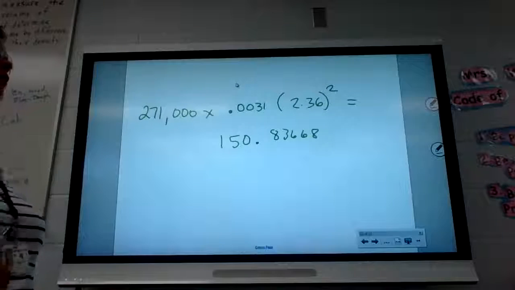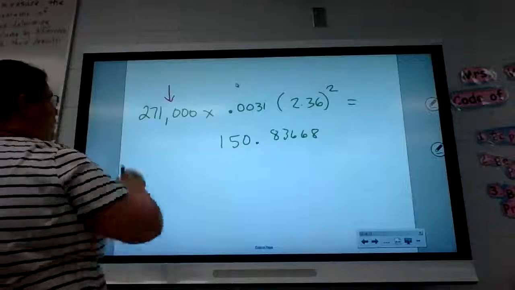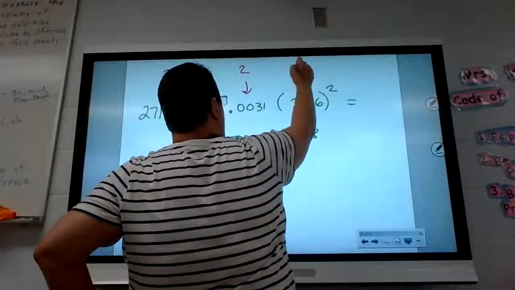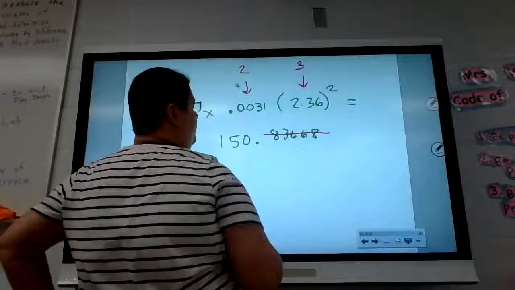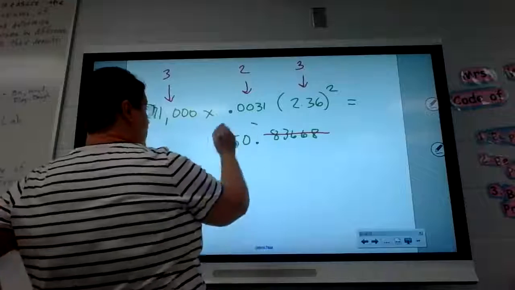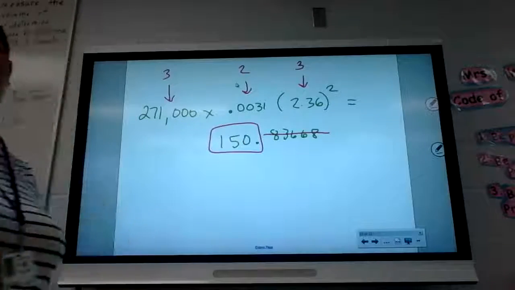Okay, so when I look at this, how many significant digits do I have here? 3. How many here? 2. And how many here? Okay, so I'm getting rid of that to begin with, because I only want two significant digits. So this is all I'm keeping. The question is, how do I round that to only two significant digits?